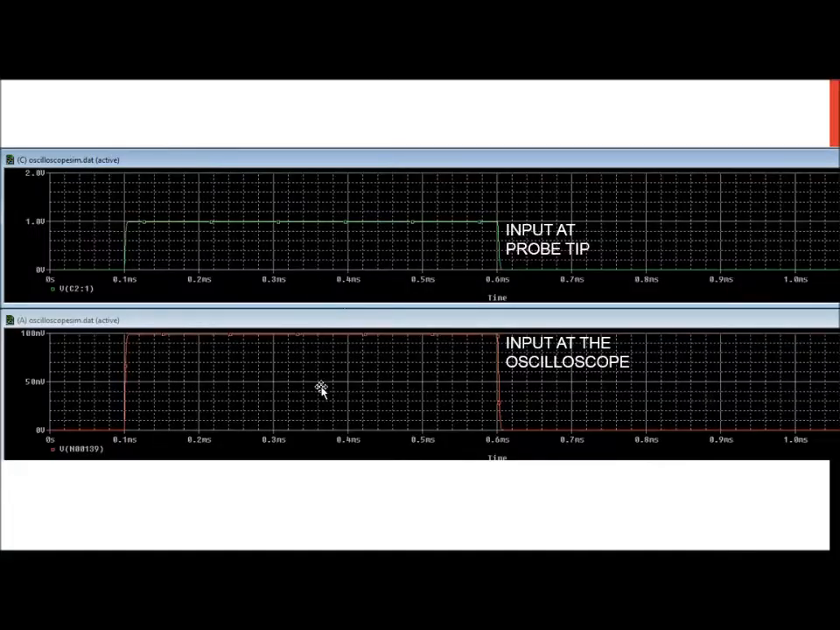So here in this slide, I would like to show you my PSpice simulation. You are measuring a 1 volt input signal. However, as I mentioned, this value will be reduced by a factor of 10. So this is what I get at the oscilloscope input. You can see it is reduced by a factor of 10, so I will see 100 millivolt.